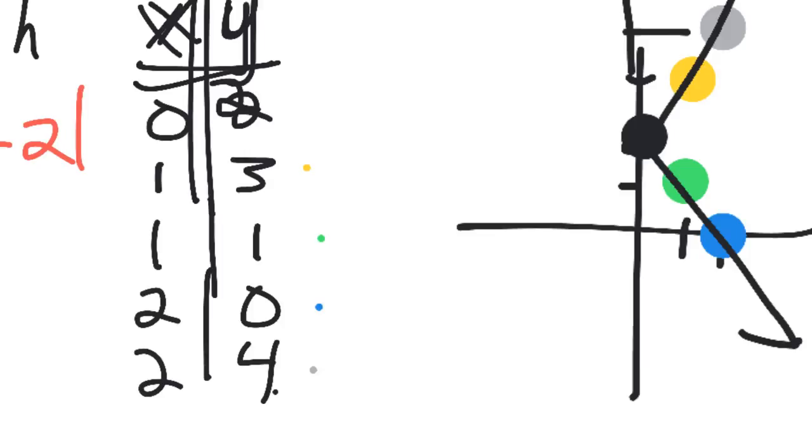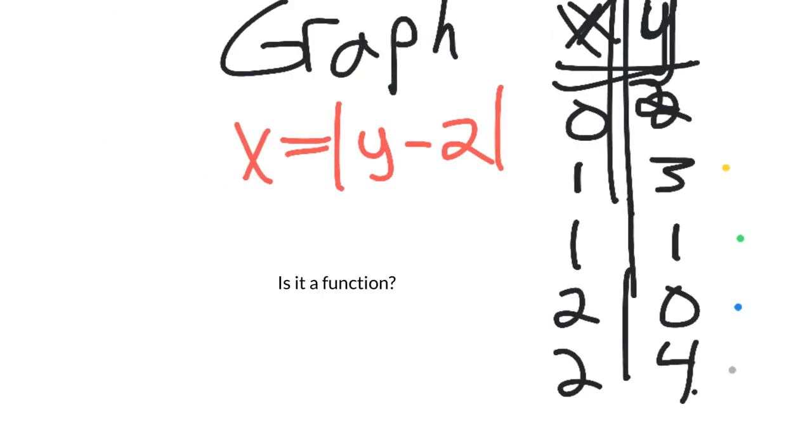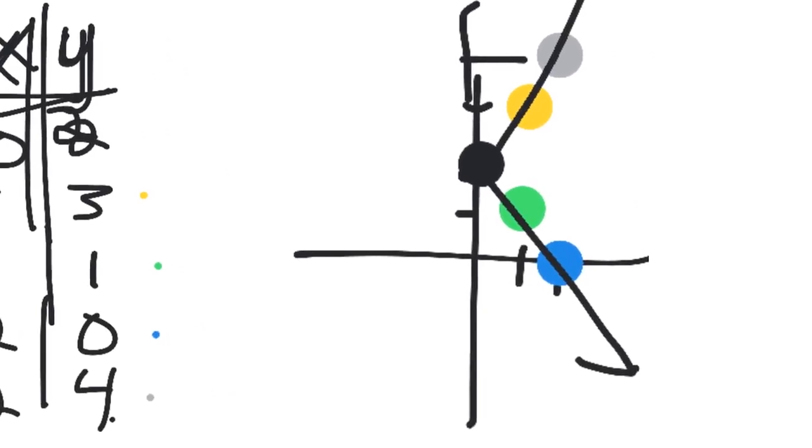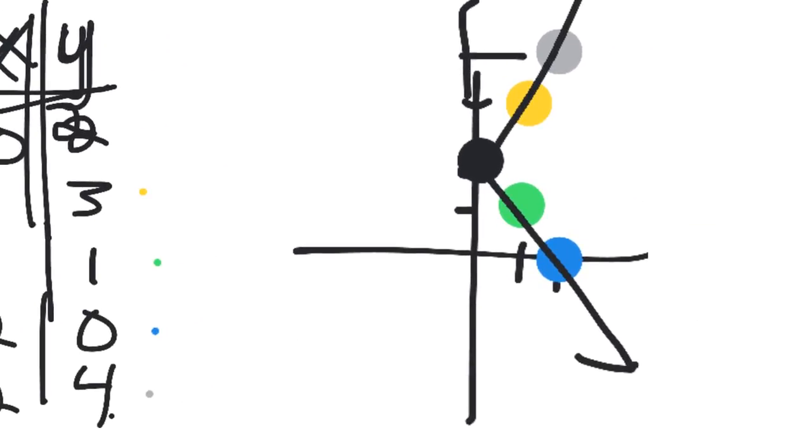And the question was at the bottom here, is this a function? Something is a function if for one input we have one unique output. And here, that is not the case.